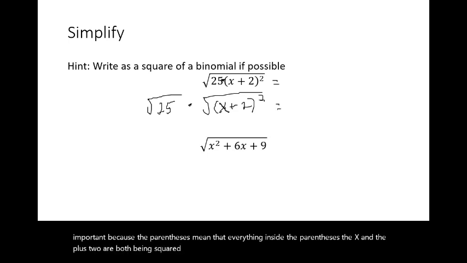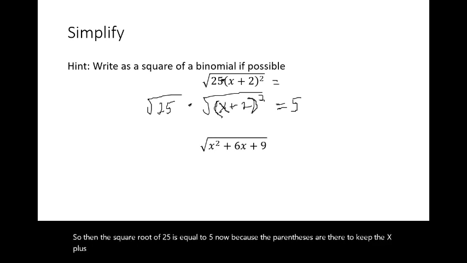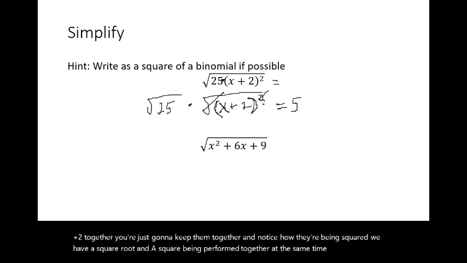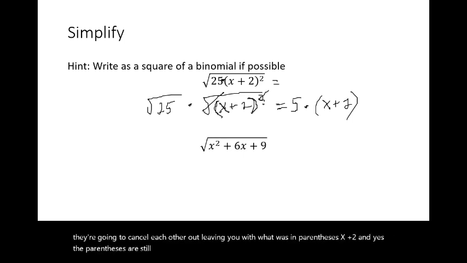So then the square root of 25 is equal to 5. Now because the parentheses are there to keep the x plus 2 together, you're just going to keep them together. And notice how they are being squared. We have a square root and a square being performed together at the same time. When that happens, they're going to cancel each other out, leaving you with what was in parentheses, x plus 2. And yes, the parentheses are still there even after the square root and square cancel each other out.